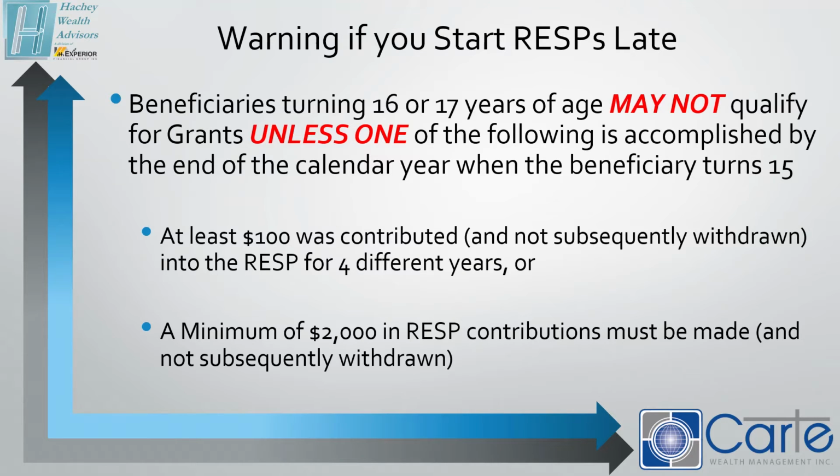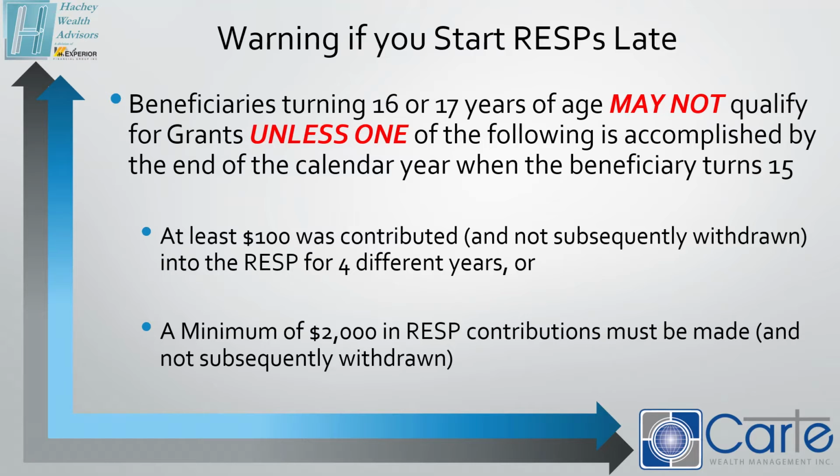Now, one important thing I want to mention here is that if you're starting your child's RESP late in life, meaning when they're approaching 16 or 17 years of age, they may not qualify for the grants in those years. Okay, so if you have a child that's turning 16 or 17 years of age in one year, they may not qualify for government grants, for RESP grants, unless one of the following conditions is met.